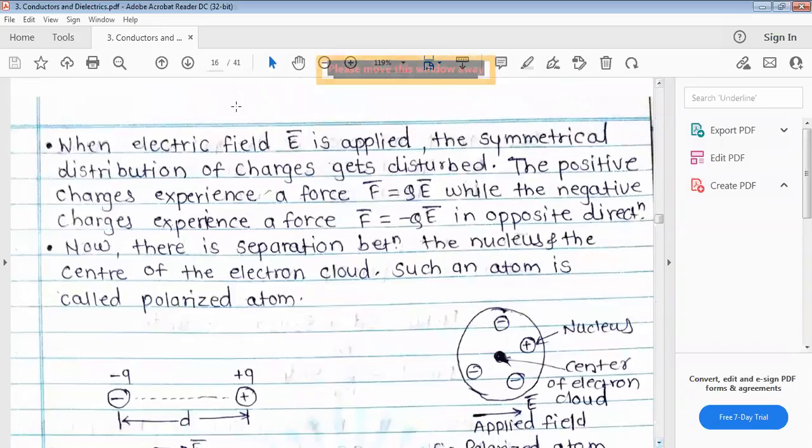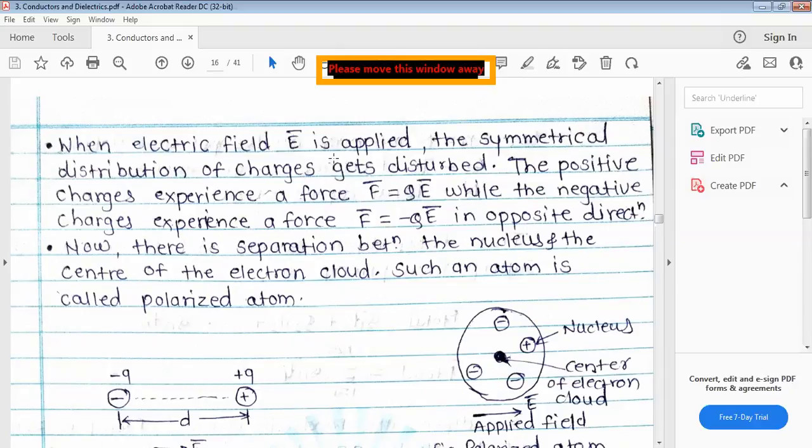So here, when electric field E bar is applied, the symmetrical distribution of charges gets disturbed. म्हणजे काय होतं आधी, नंबर ऑफ पॉझिटिव्ह चार्जेस इज इक्वल टू नंबर ऑफ निगेटिव्ह चार्जेस. ज्यावेळी आपण इलेक्ट्रिक फील्ड, एक्सटर्नल इलेक्ट्रिक फील्ड अप्लाय करतो, तर त्यावेळी त्यांचं डिस्ट्रीब्युशन चेंज होतं. It gets disturbed. So the positive charges experience a force F bar is equal to Q into E bar. We have seen this equation also in the second chapter. F bar is equal to Q into E bar, right?